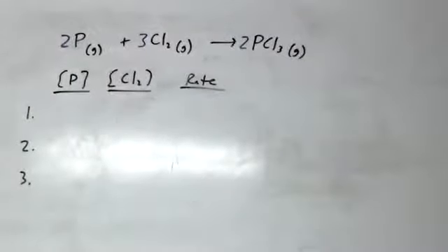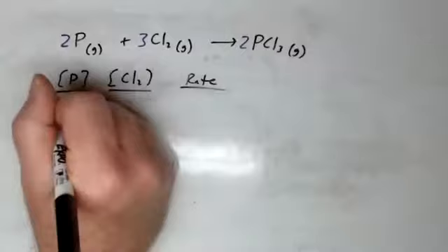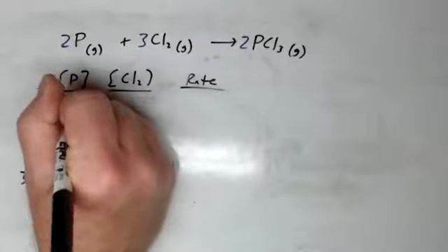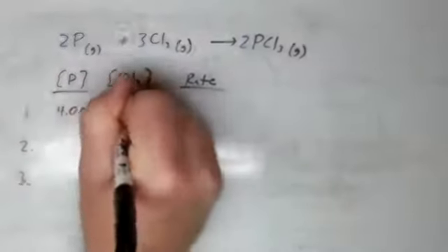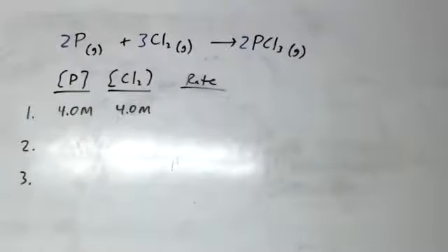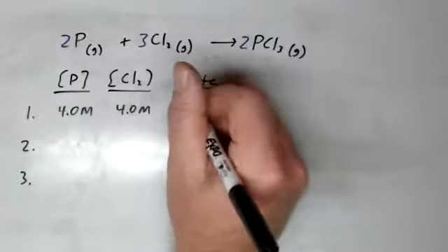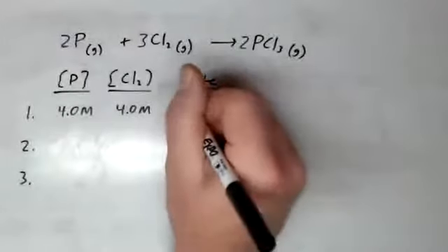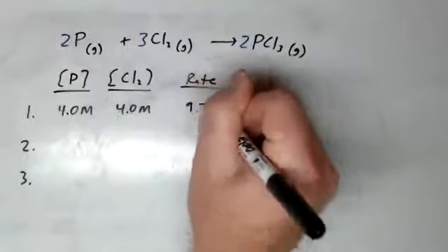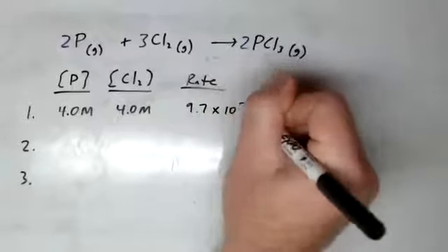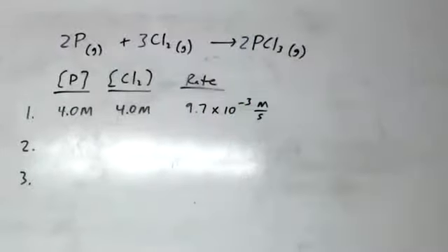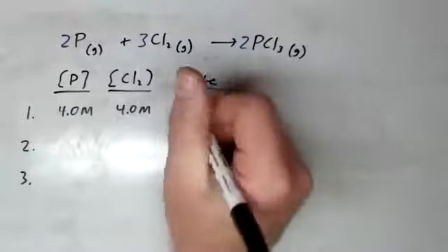So we're going to start out with a baseline, and this time I'm going to do my baseline at 4.0 molar for our two reactants. Generally speaking, your baseline should have the same concentration of each reactant. It makes your math a lot easier. And let's say here is our rate of appearance of PCl3. So there's our baseline. That should be a 9, by the way.